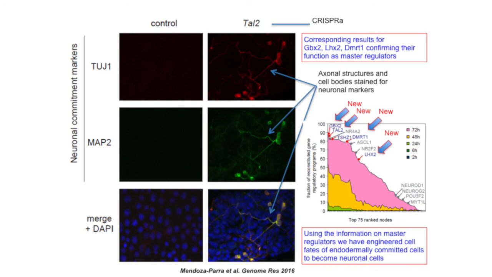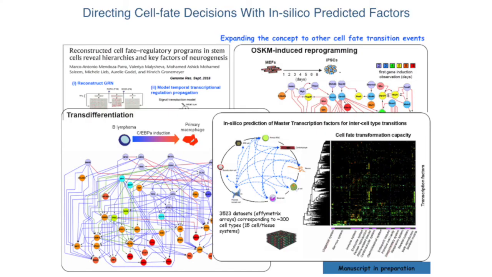What I can now show you is that we have used this information to engineer the cell fate of cells which are not committed to neurogenesis. We took endodermally committed cells and activated a set of endogenous genes within these committed cells, and they become, as shown here, neurons or neuronal precursors.